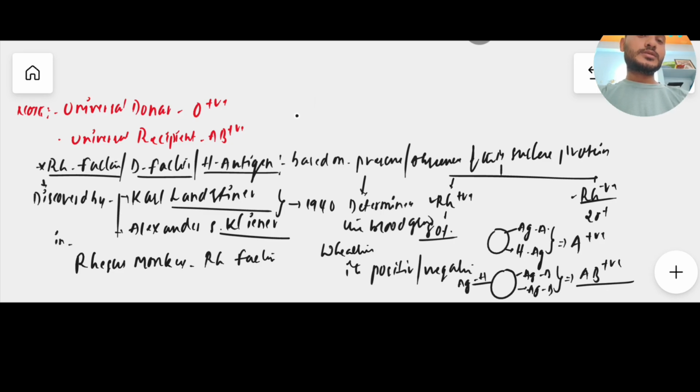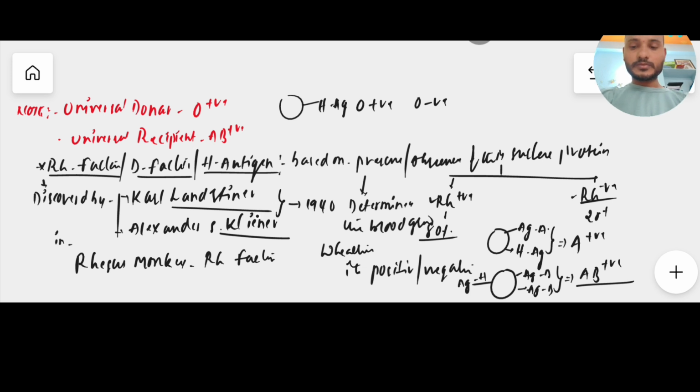For example, the universal donor. In the universal donor RBC, there is no antigen A or antigen B. Only the H antigen is present. Such type of blood group is called O positive blood group. If H antigen is also absent, then it becomes O negative blood group. So this is all about the blood group systems, the ABO blood group system and the RH blood group system.